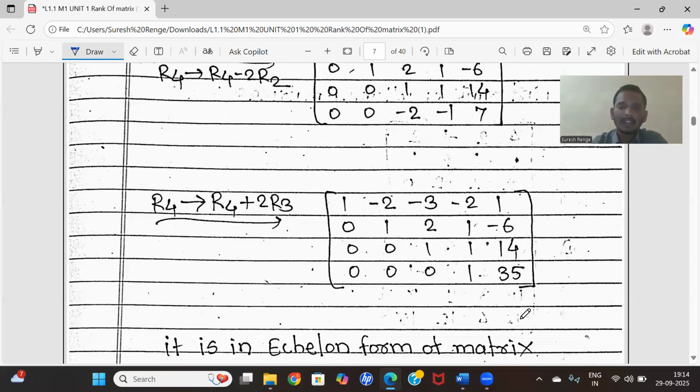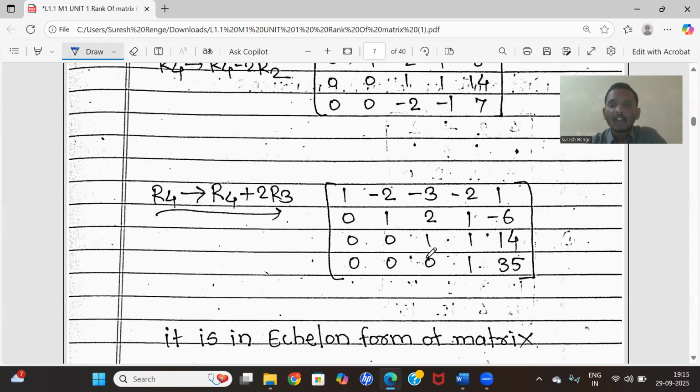Now let us observe this matrix. Row number 1 leading element is 1. All elements which lie below that are equal to 0. Row number 2 leading element is 1. Those elements which lie below that are equal to 0. Row number 3 leading element is 1. All elements which lie below that are equal to 0. Row number 4 leading element is 1. There is no row available below row number 4. Therefore, this matrix is in echelon form.